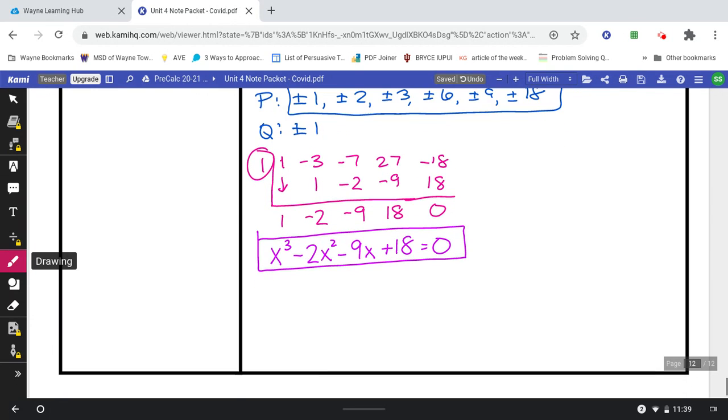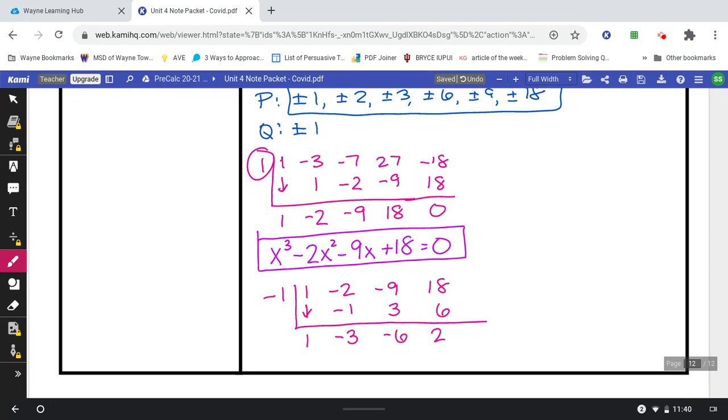So the next one I'm going to check is -1. But when we do this, make sure you check based off of these new purple numbers. 1, -2, -9, and 18. Bring this down. Multiply. Add. Multiply. Add, multiply, and add to get 24. That does not work. That means -1 is not one of our answers.